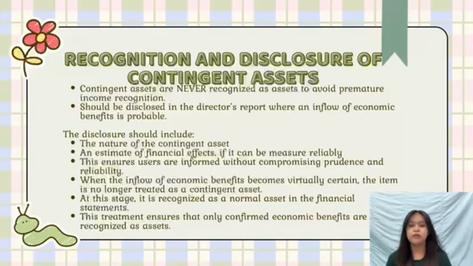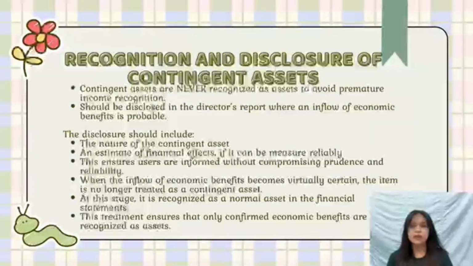Once the flow of economic benefits becomes virtually certain, the item is no longer treated as a contingent asset. At this stage, it is recognized as a normal asset in the financial statements. This treatment ensures that only confirmed economic benefits are recognized as assets.